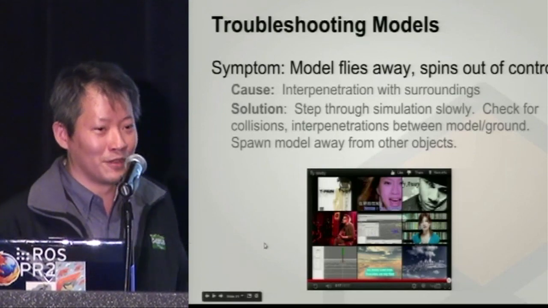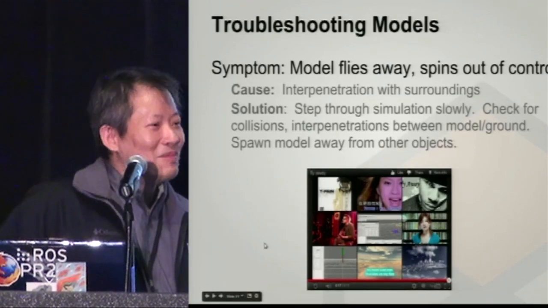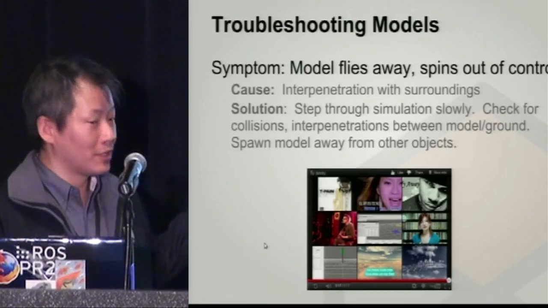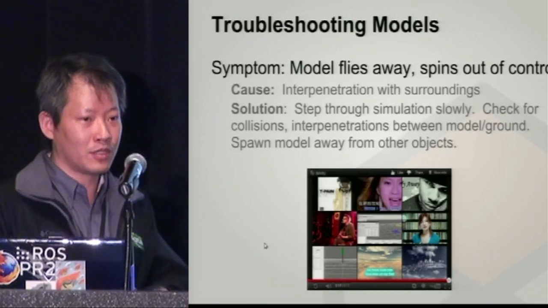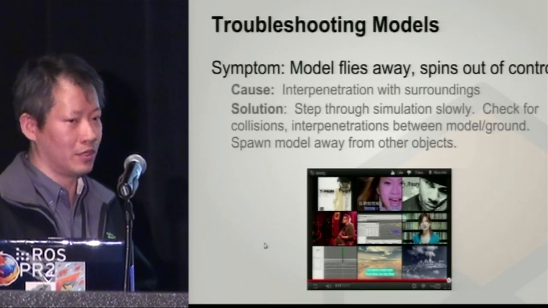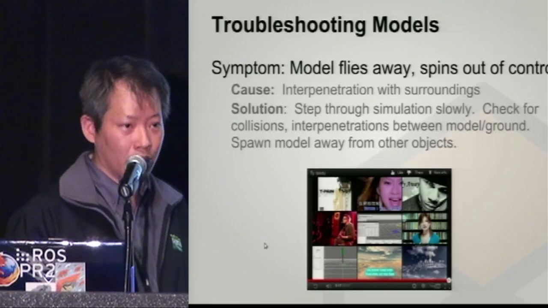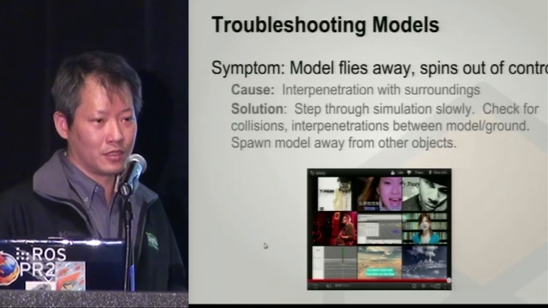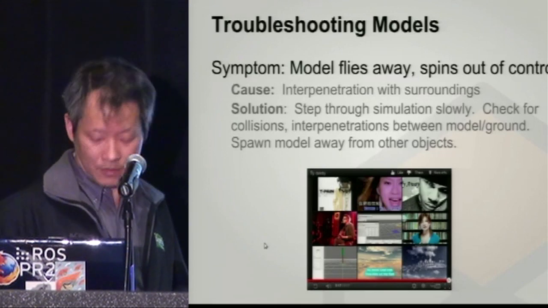These videos are unrelated, I know. But the way to fix this is either you start up the GUI and you step through the simulation one step at a time to see where the penetration occurs, or basically spawn your object away from all the other objects.